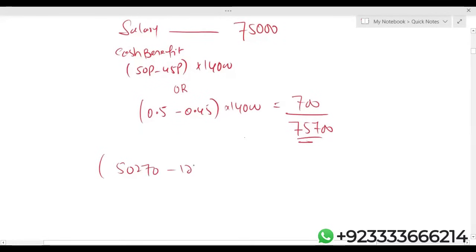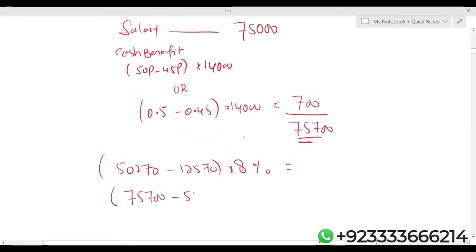50,270 minus 12,570, the rate is 8%. And the cash benefit which is over and above 50,270 is subject to the class 1 employee NIC rate, 2%. And these rates and limits will be given to you in the exam.